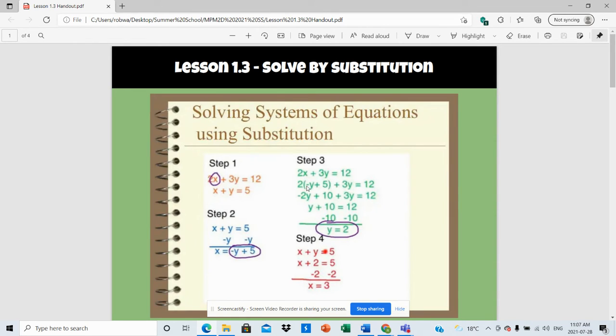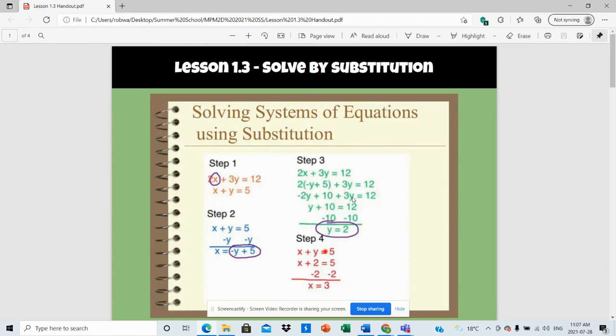Now, once we've got this, we have to expand our brackets, and then we're going to collect like terms and solve for y. So 2 times negative y will give us negative 2y. 2 times 5 will give us positive 10. And we have plus 3y equals 12.